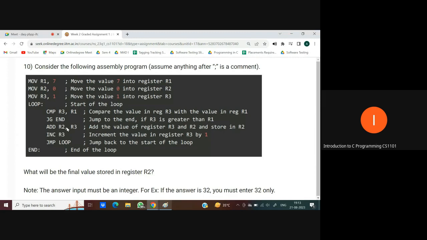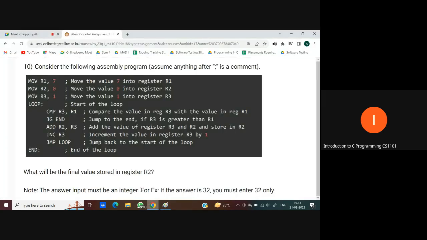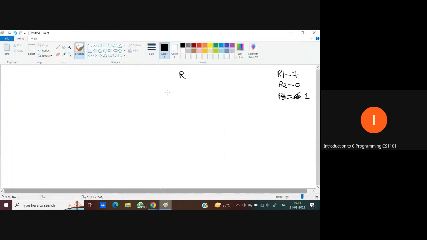What it will do is add R2 and R3 together and put the result back into R2. So R2 plus R3. I think it was R3. Okay, it was R2. Fine. So R2 equals R2 plus R3. So the current value of R2 is what? It is 0. R3 is 1.